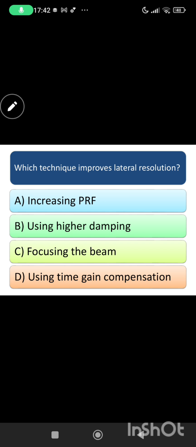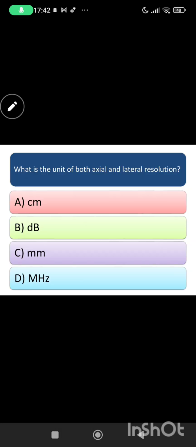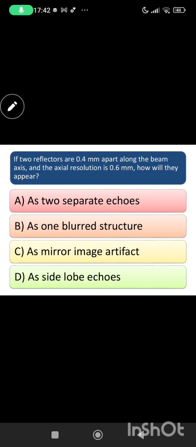Dr. Awadia, which technique improves lateral resolution? Focusing the beam. Okay, good. Tesween, what is the unit of both axial and lateral resolution? C, millimeters. Yes, millimeter. Good. Dr. Awadia, if two reflectors are 0.4 millimeter apart along the beam axis and axial resolution is 0.6 millimeter, how will they appear?